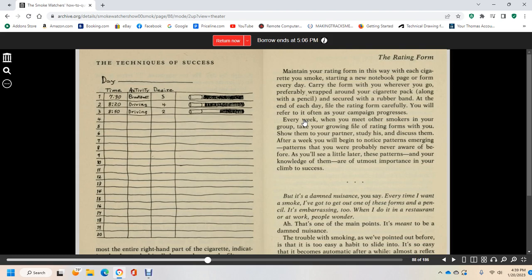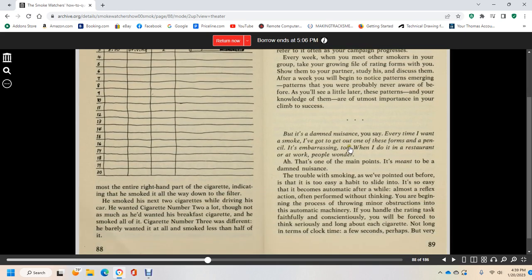After a week, you will begin to notice patterns emerging, patterns that you were probably never aware of before. As you will see a little later, these patterns, or the knowledge of them, are almost paramount in your climb to success. What is a damn nuisance, you say?